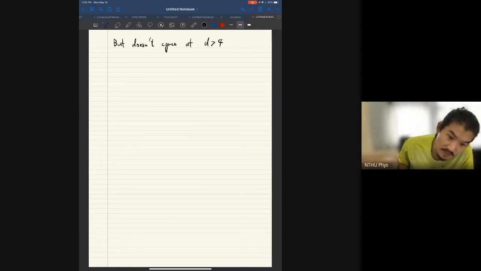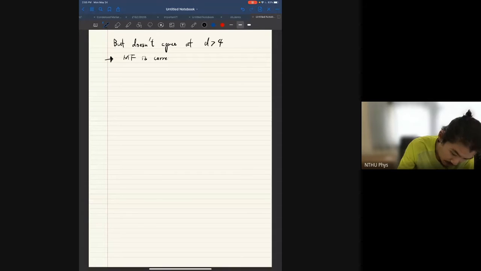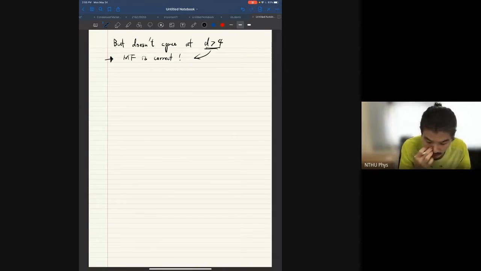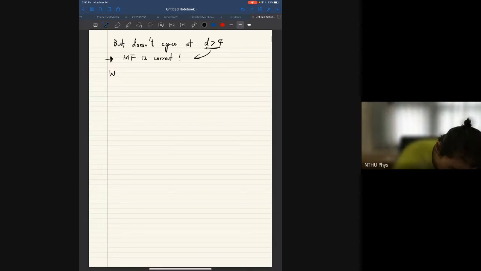So what does that mean? Meaning the mean field may be incorrect, or the RG analysis is incorrect. Okay. The answer is mean field is correct at d greater than 4, but not the RG analysis, because we are doing things perturbatively. So the quick answer is mean field is correct.